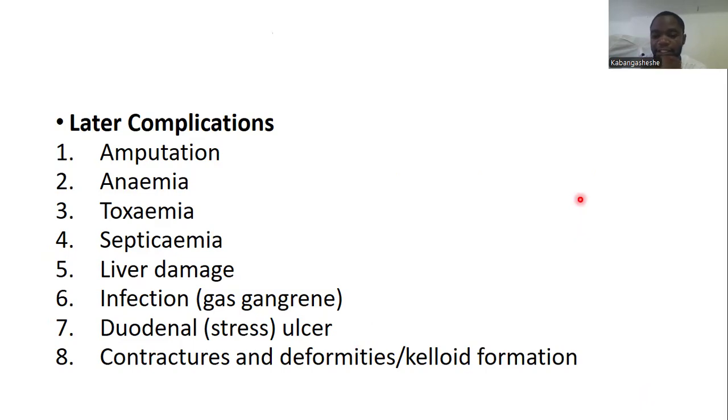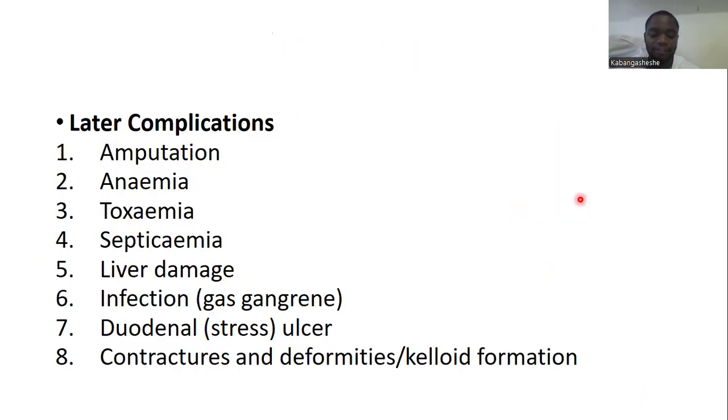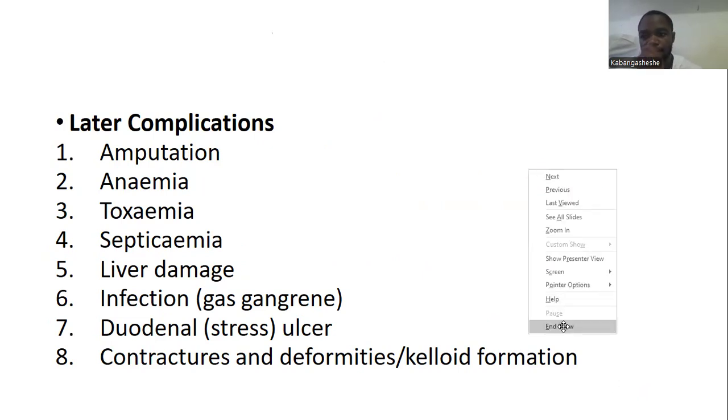Deformities and actually keloid formation. This is oversecretion of connective tissue in the process of wound healing. So you see masses of overproduced connective tissue in the areas of the wound. And that may cause some cosmetic disturbances. Otherwise, this is where we end for today's discussion.